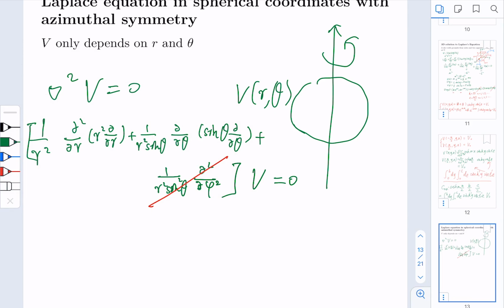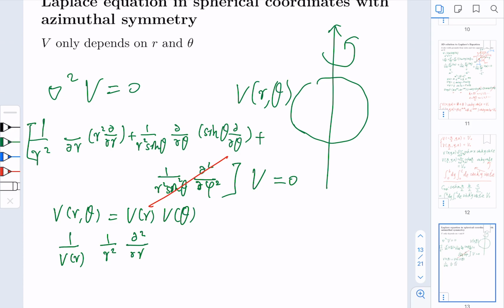And now here we do the exact same thing. So we have the potential that we first separate into 2 terms, one that depends on r and another that depends on theta, and then we divide the expression by the V of r and theta again, and what's left over is 1 over V r, and this first term, sorry, this should be, this first term only contains V r, and also another term that only contains V theta.